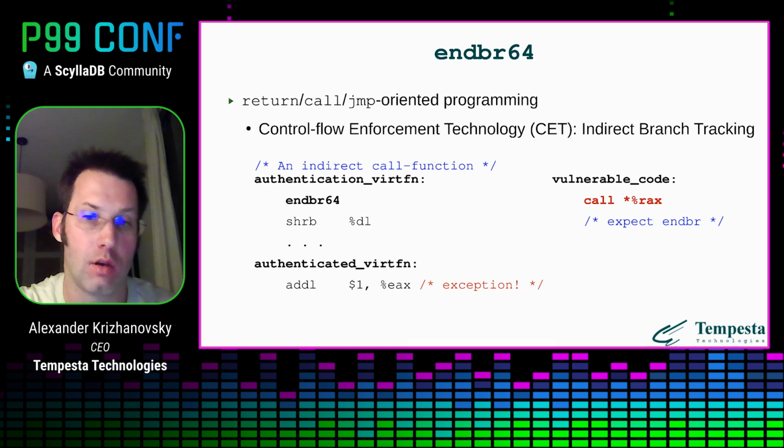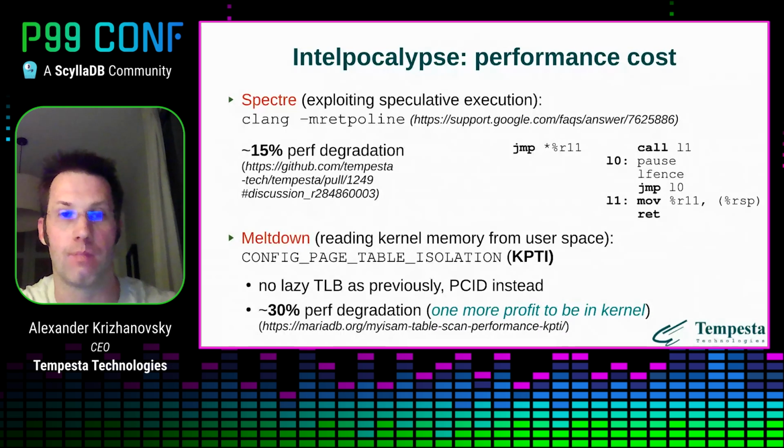To prevent this attack, the compiler generates an end branch instruction for the authentication function, and when the CPU executes a call instruction, it starts an internal finite state machine. And if the call lands on the end branch instruction, then everything goes fine. However, if the call lands on any different instruction, we have an exception. So there's no execution for non-authenticated users.